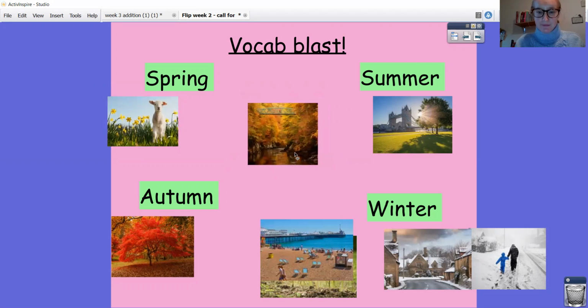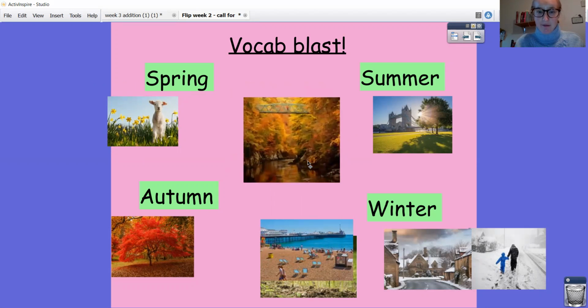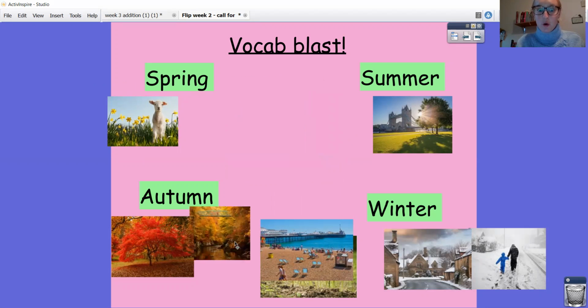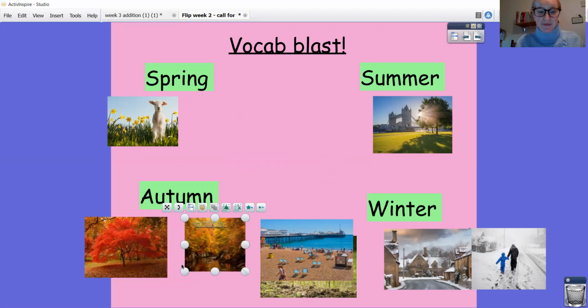I'm going to drag this one up. Again, I really like this picture, these lovely oranges and browns. I know based on those colours that this season is definitely autumn. Well done if you got that at home.